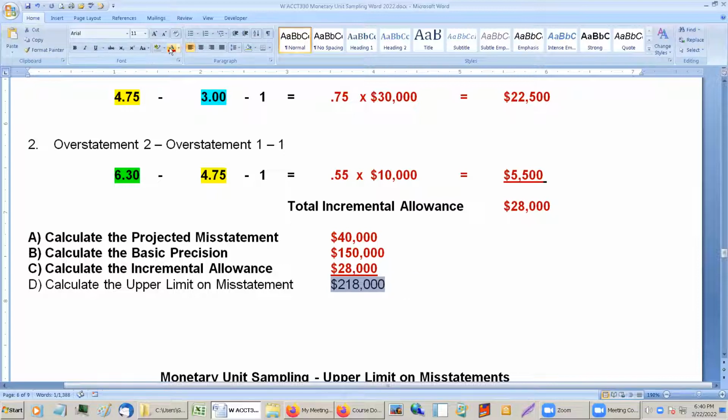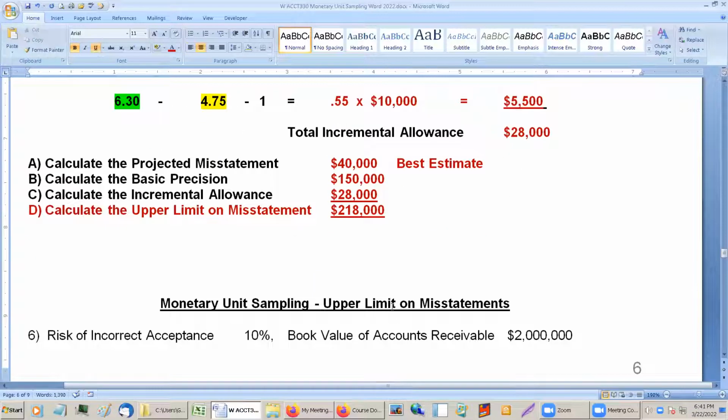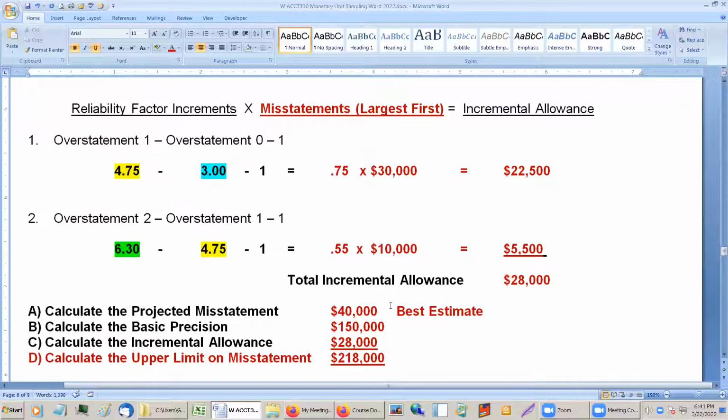So this is what we call our upper limit on misstatements. So even though our best estimate is here, this is our best estimate, it could be off by as much as 218,000. So this is our upper limit on misstatement.